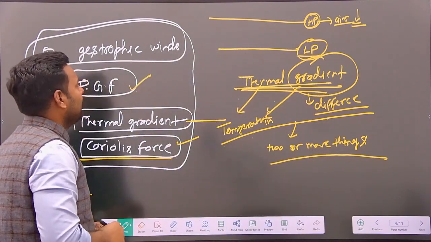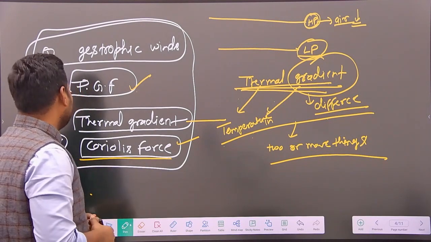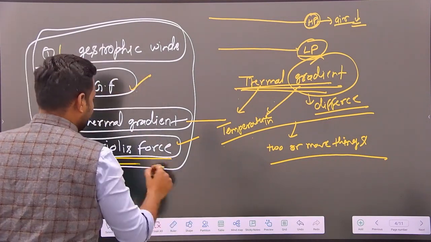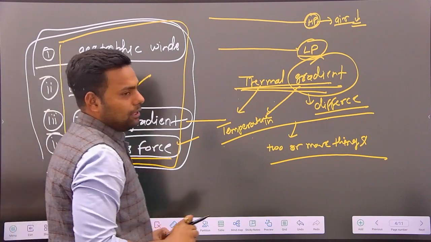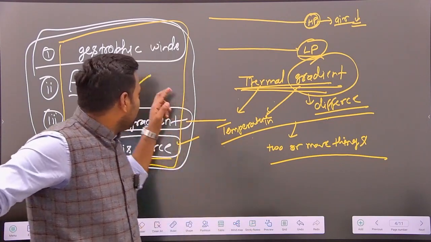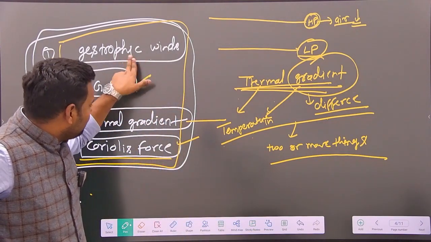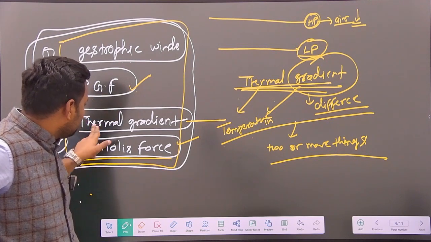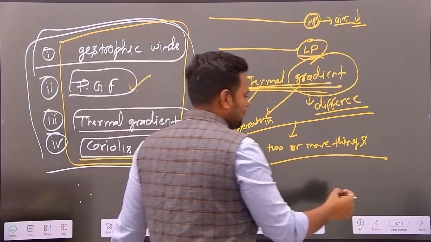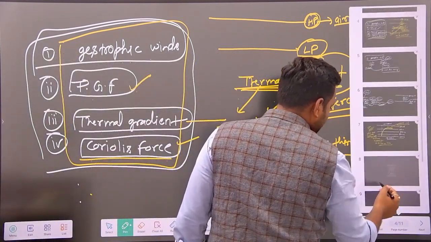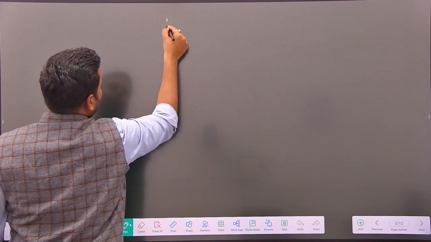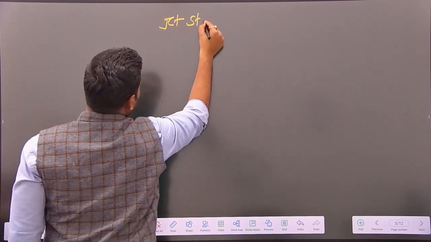I hope it is clear and you all understand what we are trying to do. We are done with these basics. Now we have a short revision, then we enter into the topic of jet stream. What is geostrophic wind? We have done this. What is PGF? We have done this. What is thermal gradient? We are also done with this. And what is Coriolis force? We are also done with this. So I hope you have a good command of the basics. Let's try to understand the jet stream.